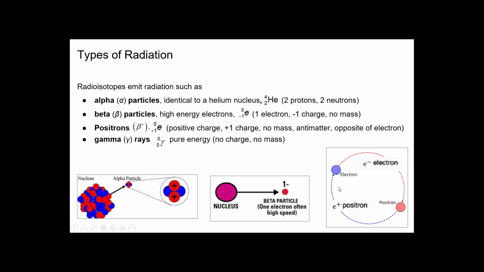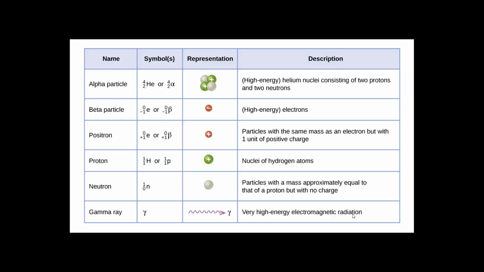And then here I found a positron. So you see an electron has a -1 charge. A positron is sort of like an electron. It's the opposite, but it's got a +1 charge. And I found this chart online.